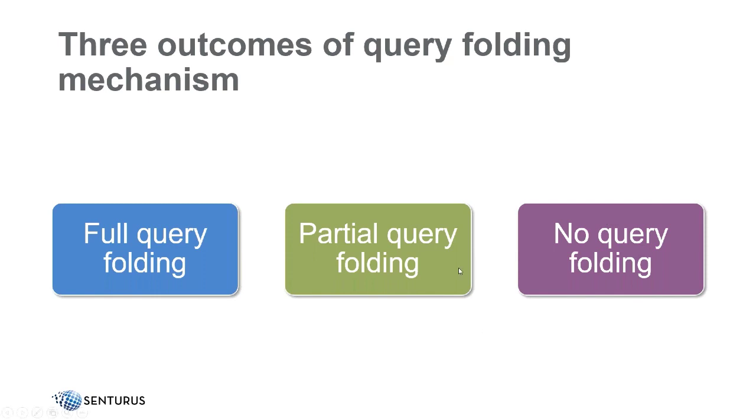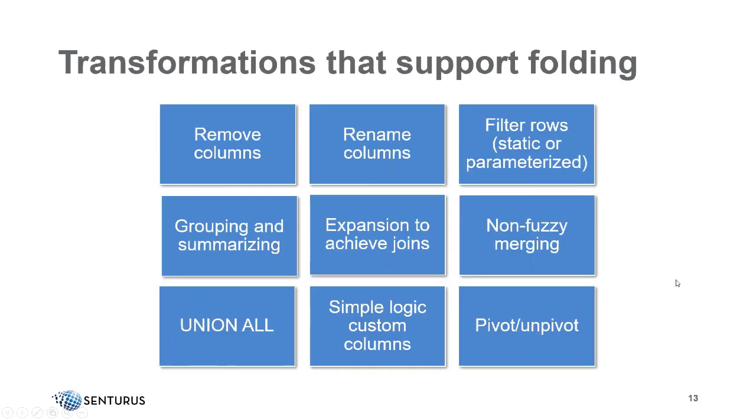All right. Now, there are some transformations that'll always fold. When you're in Power Query, these will always fold. We've got Paul Lynde in the center square. I mean, we've got expansion to achieve joins.